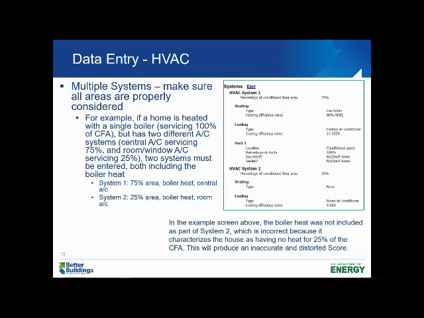So in the example to the right, you can see that this is incorrect. It was entered as 75% of conditioned floor area as a gas boiler and central air conditioning. But if you look down at system 2, which covers 25%, the heating type says none. And the cooling is room air conditioner. But essentially, entered that way, you're saying 25% of the house has no heat. So that's an incorrect entry. So that's something to keep in mind. It's a little bit hard to get your head around, but even though it's one boiler, it needs to be entered for both systems in order to cover 100% of that conditioned floor area.